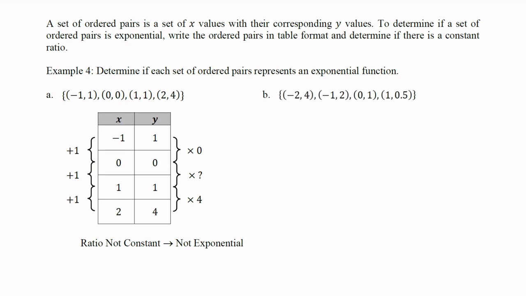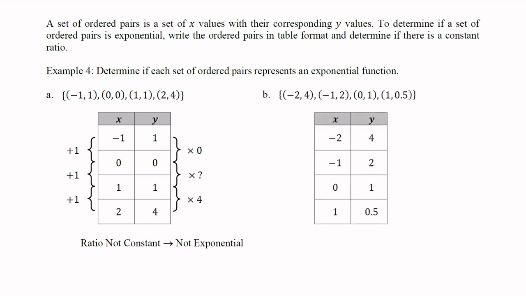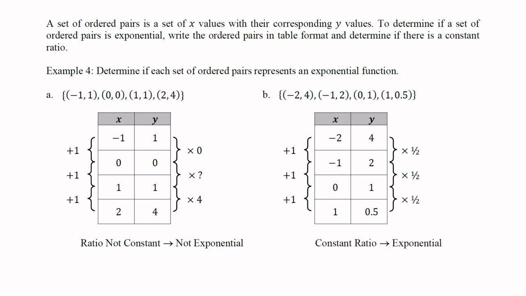For this set of ordered pairs, again, rearrange it into a table, and then let's take a look at our x values. We're adding 1 each time again. So going to our y, from 4 to 2, we have to multiply by a half. From 2 to 1, we multiply by a half. And again, from 1 to 0.5, we're multiplying by a half. So we have a constant ratio, and therefore we have an exponential.